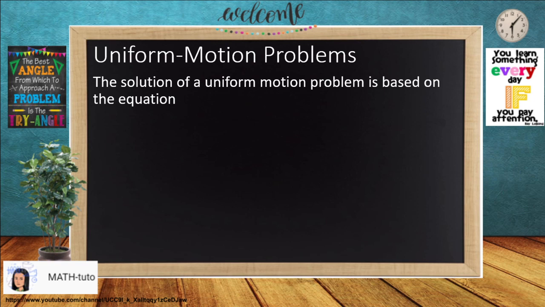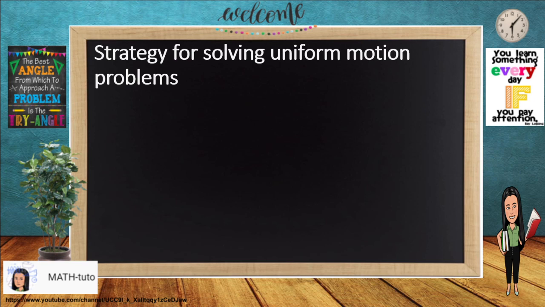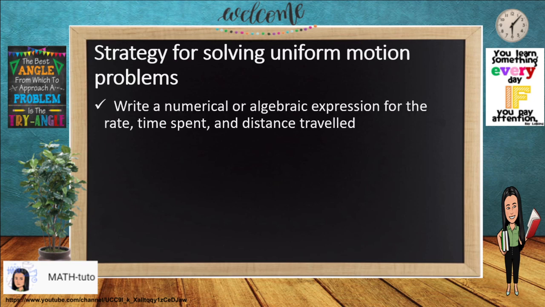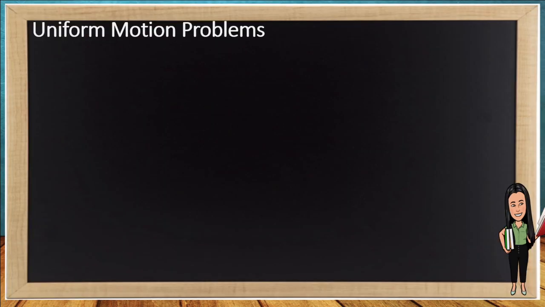The solution of a uniform motion problem is based on the equation d is equal to r times t, where d is the distance traveled, r is the rate or the speed, and t is the time spent traveling. Ito yung gagamitin nating formula in finding the distance traveled of the vehicle with uniform motion. Strategy for solving: we write a numerical or algebraic expression for the rate, time spent, and distance traveled. And then we determine the relationship between the distance, rate, and the time.